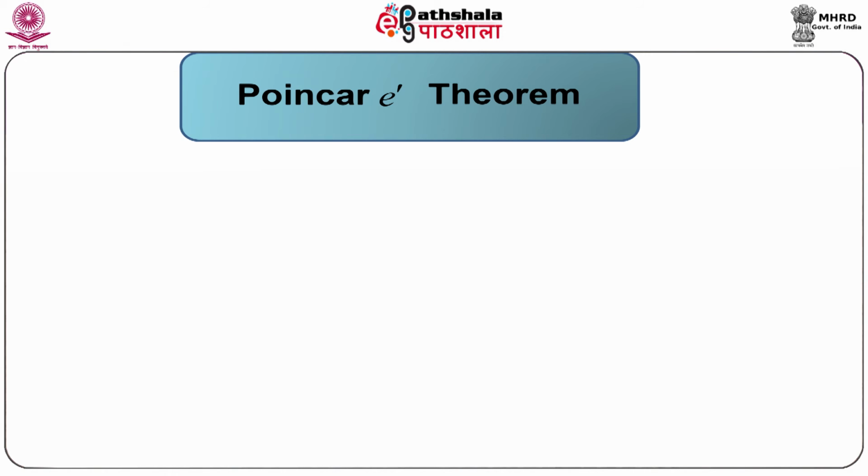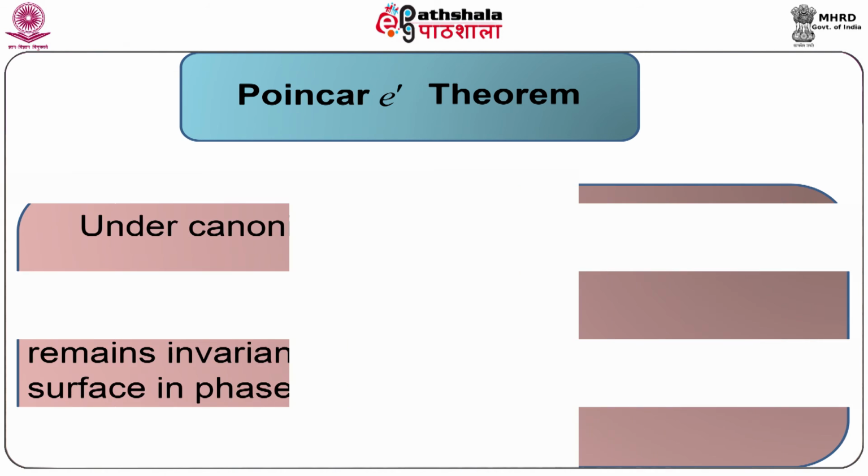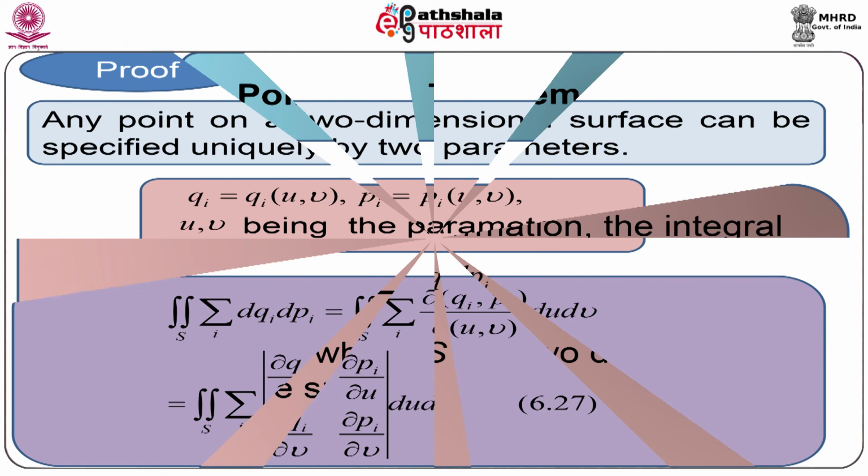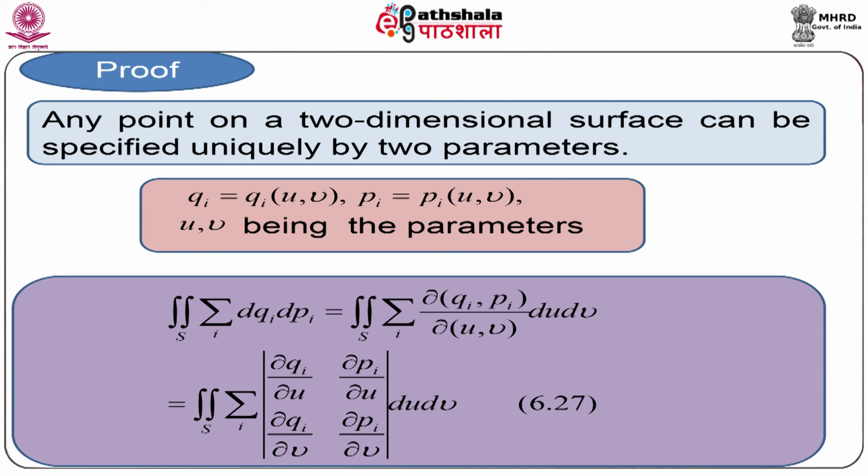Now, we shall discuss Poincare theorem. Under canonical transformation, the integral capital J equal to double integration over S summation over i dqi dpi remains invariant, where capital S is a two-dimensional surface in phase space. Poincare theorem plays an important role in classical mechanics, particularly in canonical transformations.